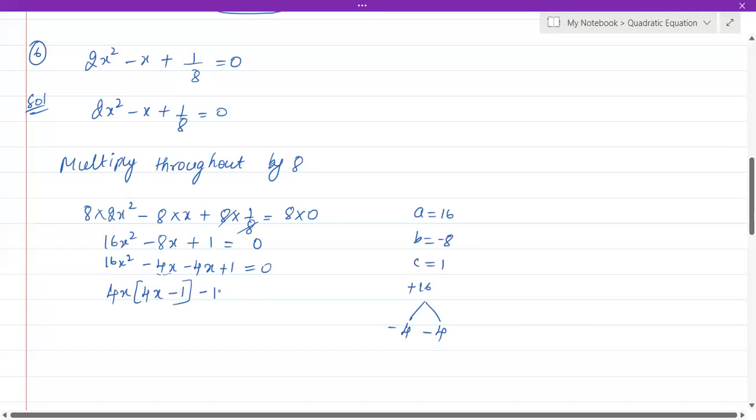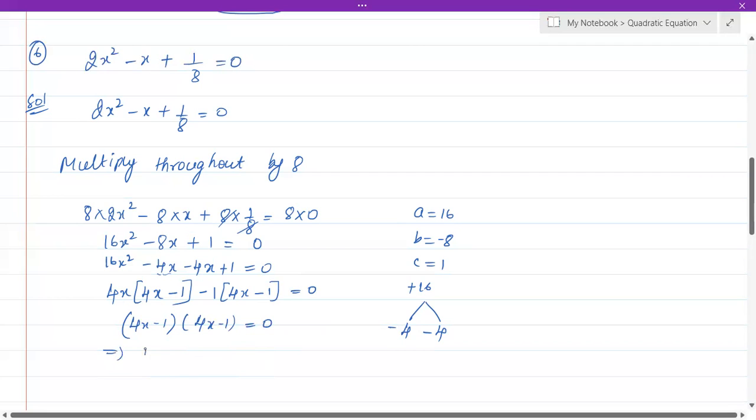Between 4 and 1, 1 is the common. So you will be left with 4x. This plus will change to minus because here we have got minus outside the bracket. So that we get the same thing. 4x minus 1, 4x minus 1. So it will become 4x minus 1. The left out thing is also 4x minus 1 equal to 0.